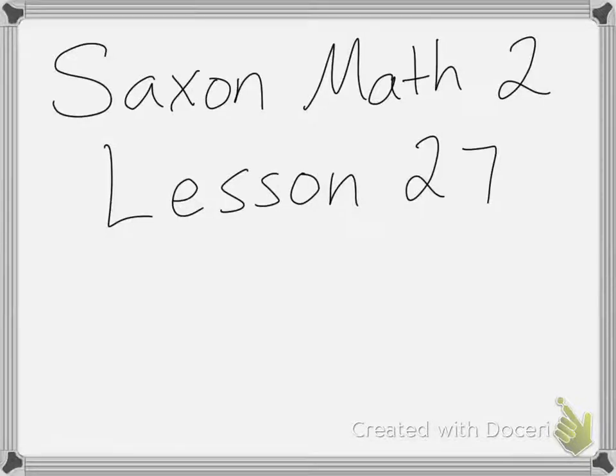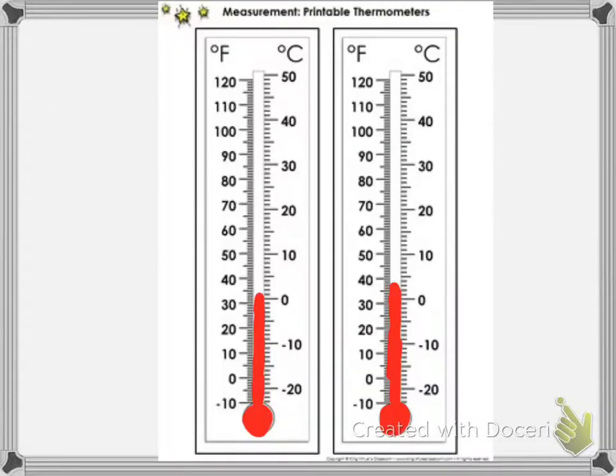Hello everyone, today's lesson is lesson 27, estimating temperature and reading a thermometer to the nearest 10 degrees. In class, we've been graphing on our temperature graph to show if it's hot, warm, cool or cold. We also use numbers to describe the temperature. This picture shows a thermometer, and the thermometer is used to measure temperature.